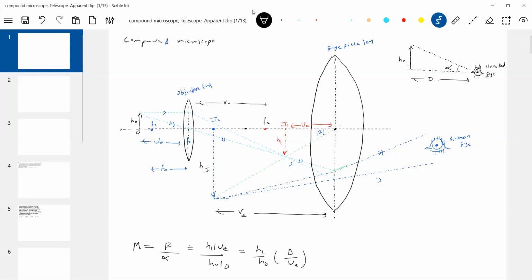Now what is H1? H1 is this particular thing. So here we'll define this theta. From tan theta, HO by U naught equals H1 by V naught. So H1 by HO, what can we write? V naught by U naught. So therefore this will become V naught by U naught times D by UE. This is the expression for magnifying power, not magnification.